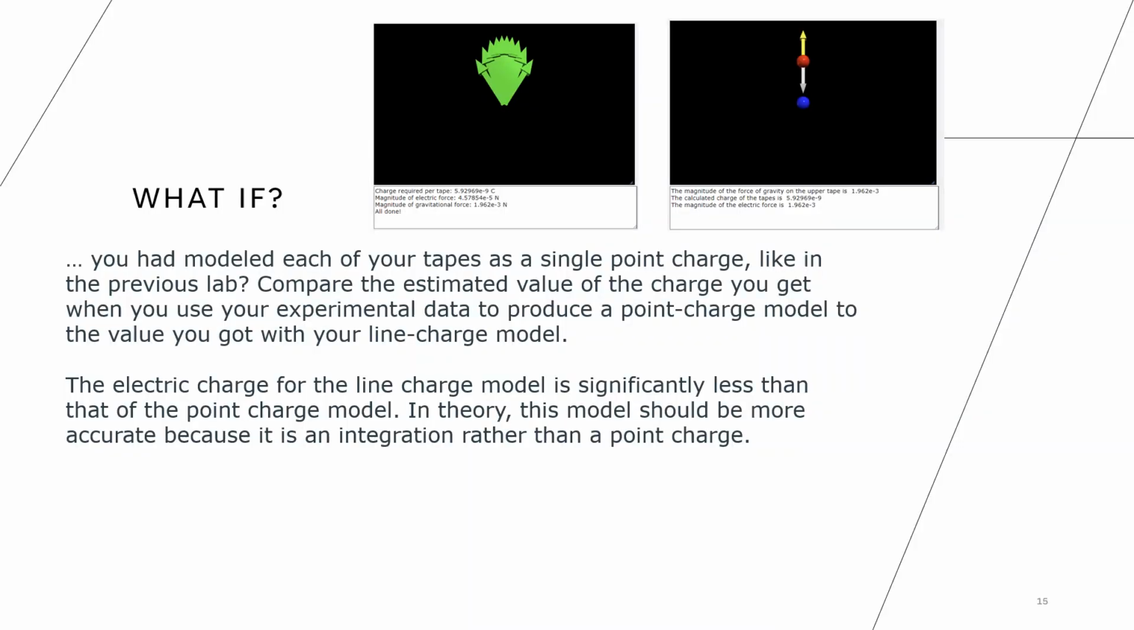Key takeaways. What if? What if you had modeled each of your tapes as a single point charge, like in the previous lab? Compare the estimated value of the charge you get when you use your experimental data to produce a point charge model to the value you got with your line charge model. The electric charge of the line charge model is significantly less than that of the point charge model. In theory, this model should be more accurate because it is an integration rather than a point charge.